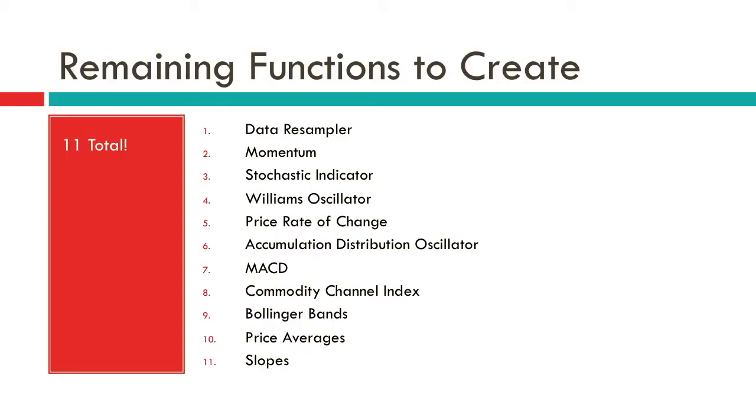There's 11 of them: the data resampler, momentum, stochastic, Williams oscillator, price rate of change, accumulation distribution oscillator, the moving average convergence divergence, the commodity channel index, the Bollinger Bands, price averages, and slopes. And I know it seems like a lot, and it really is.